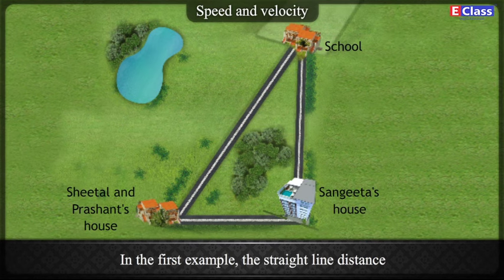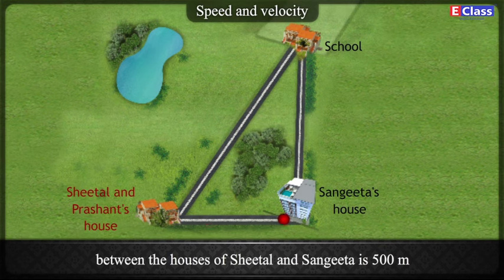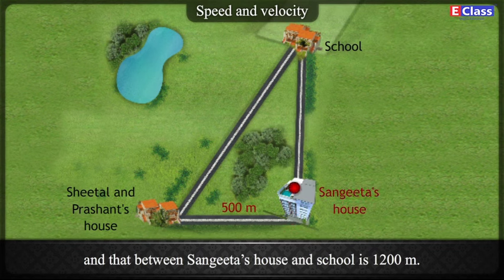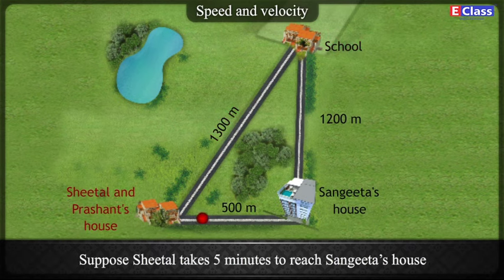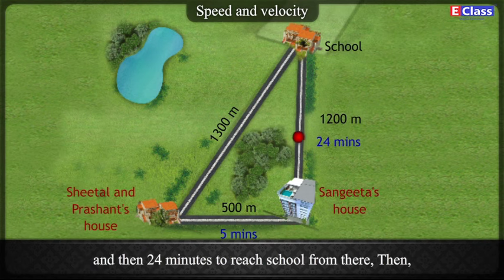In the first example, the straight line distance between the houses of Sheetal and Sangeeta is 500 meters, and that between Sangeeta's house and the school is 1200 meters. Also, the straight line distance between Sheetal's house and the school is 1300 meters. Suppose Sheetal takes 5 minutes to reach Sangeeta's house and then 24 minutes to reach the school from there.